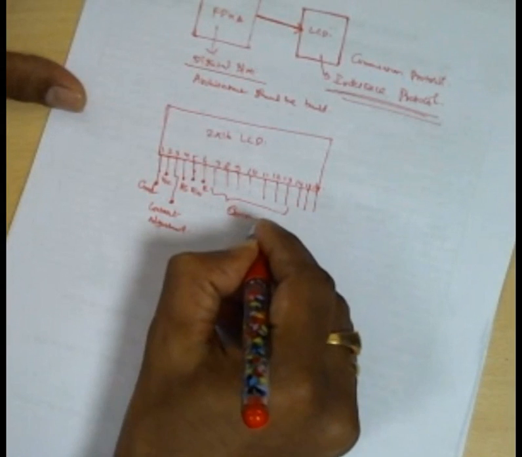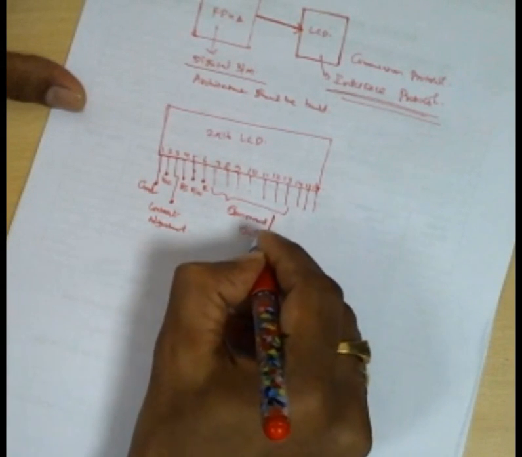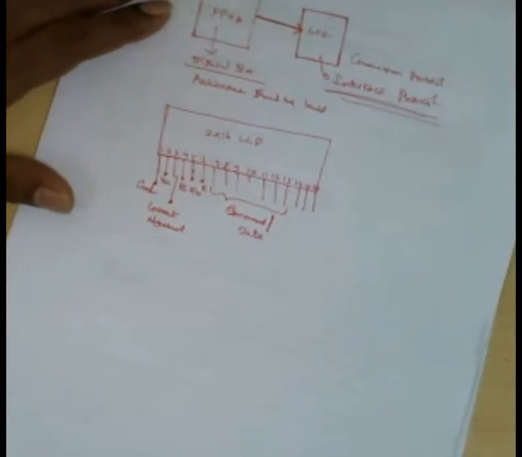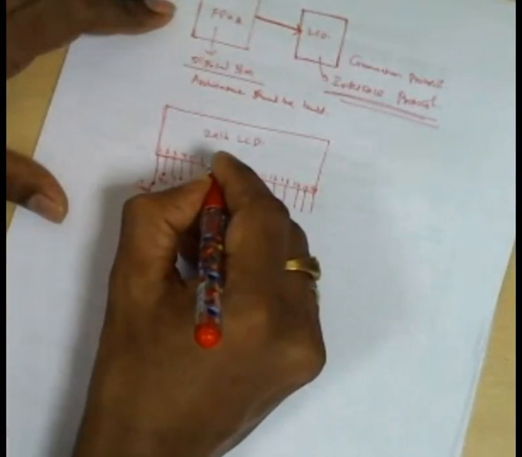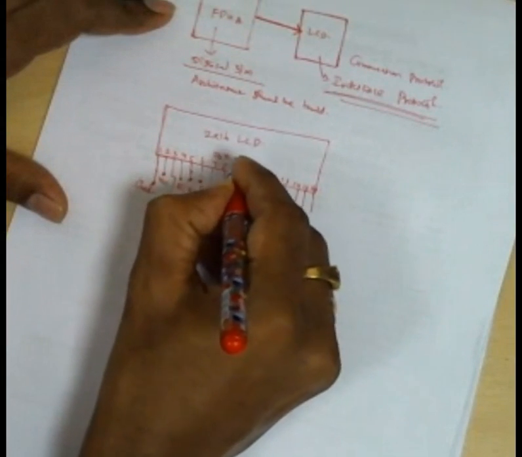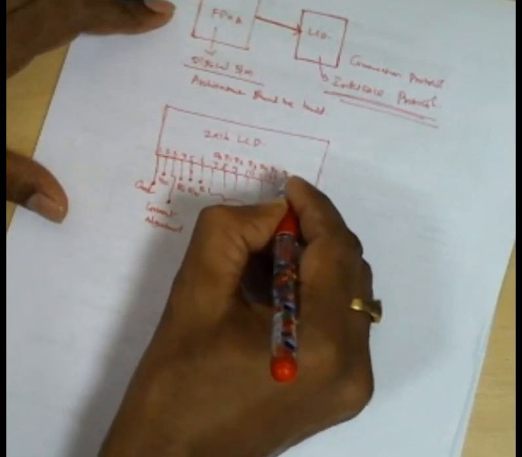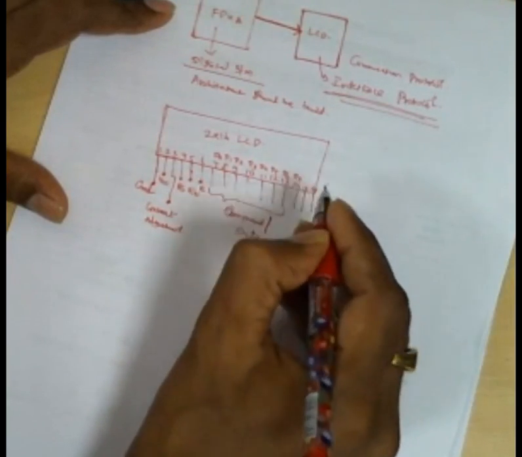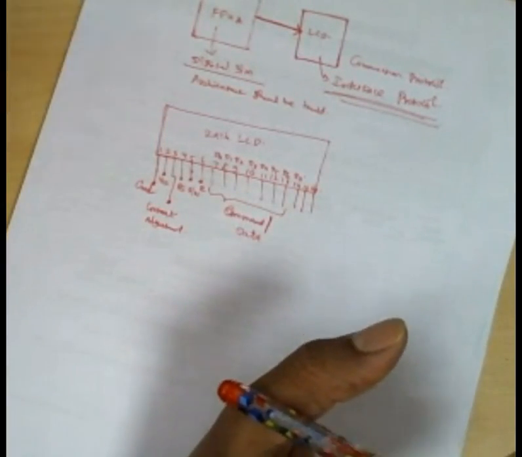Listen clearly. If you understood this one, then all your doubts will be clarified. What is an interface? What is a protocol? The 14th pin is data. That means I can write something like D0, D1, D2, D3, D4, D5, D6, D7, data or command.